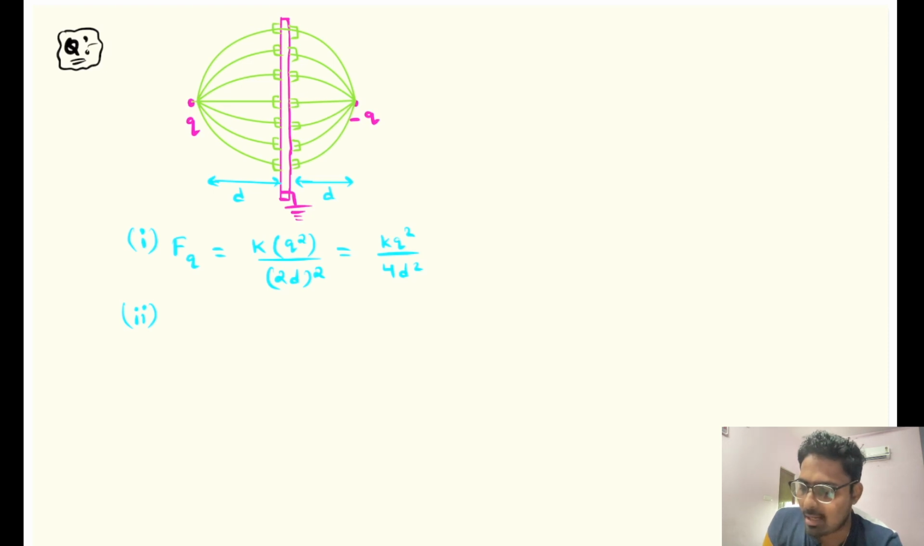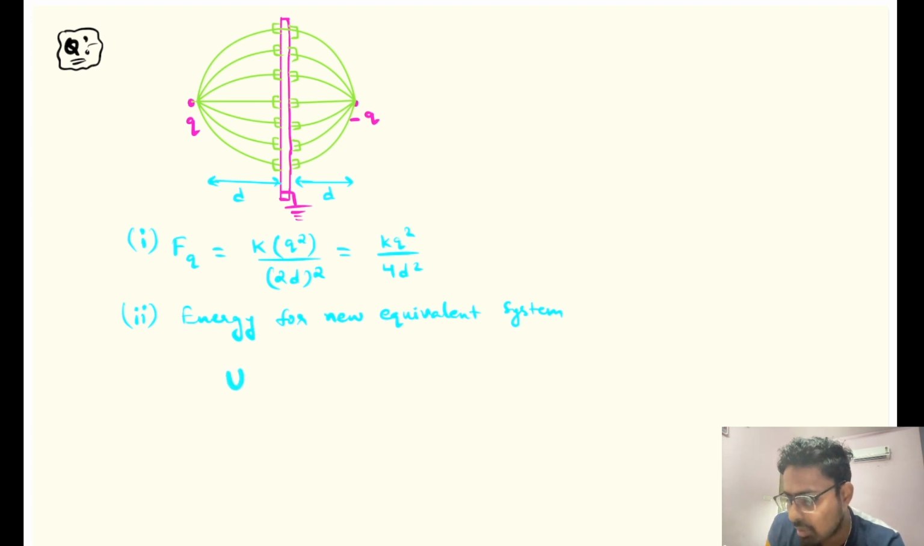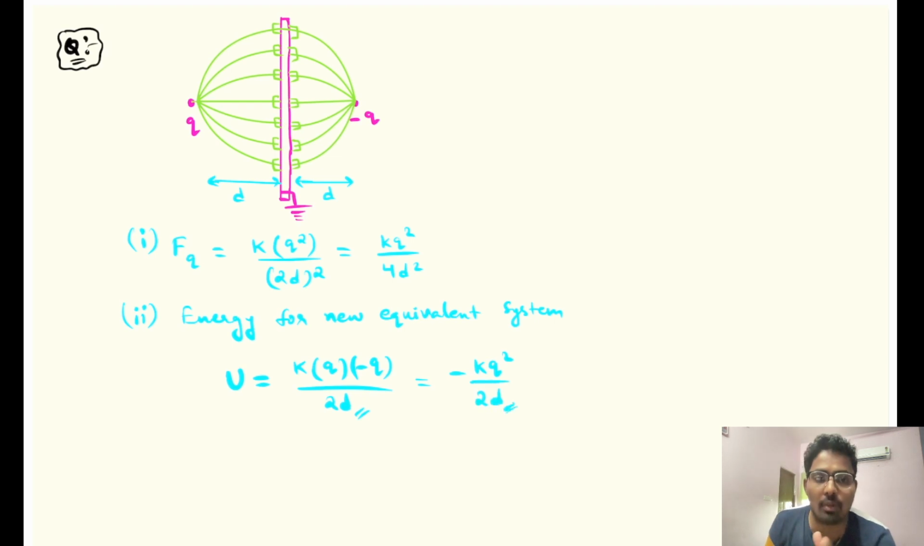I know the energy for the new equivalent system. What is the energy for the new equivalent system? K q into minus q, that is k q1 q2 by what? R. So R is 2d. So this is the energy, which is nothing but minus kq square by 2d. This is the total energy for the system.